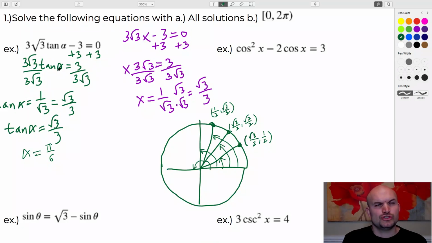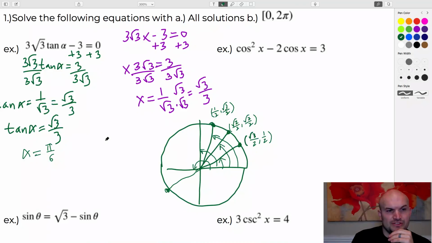square root of 3 over 3, because remember, tangent is positive in the first as well as in the third quadrant. So then we've got to think, well, what is this point over here?